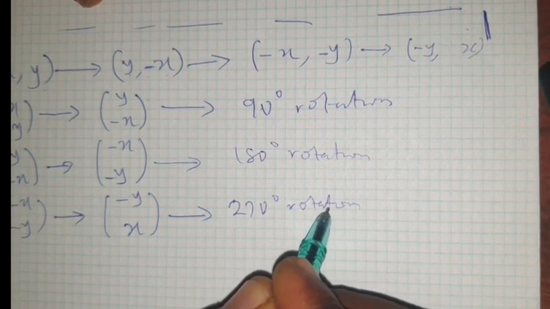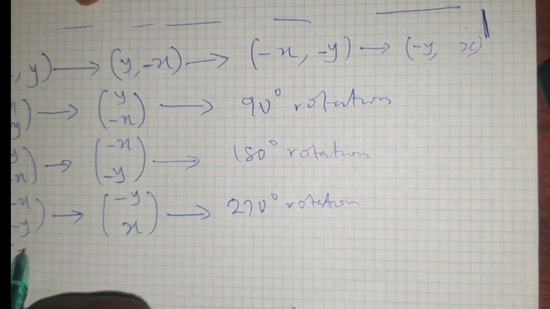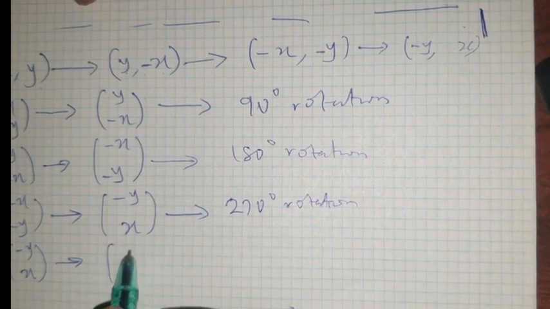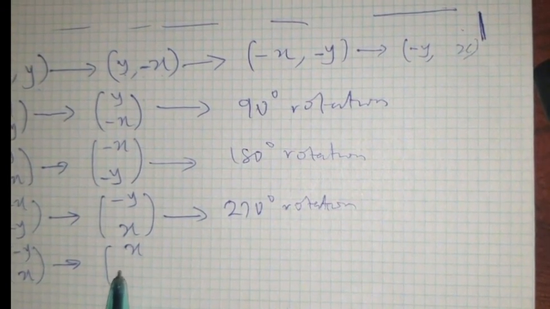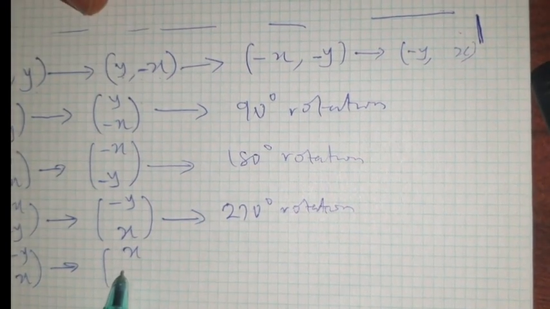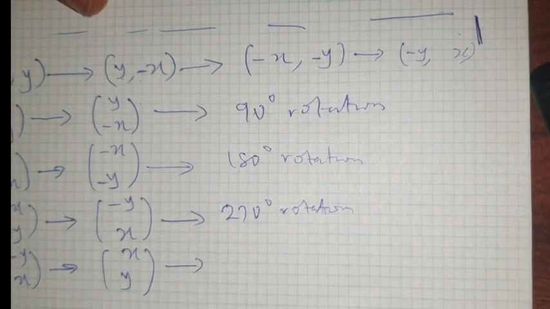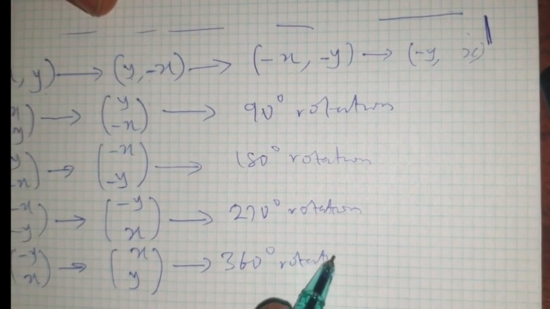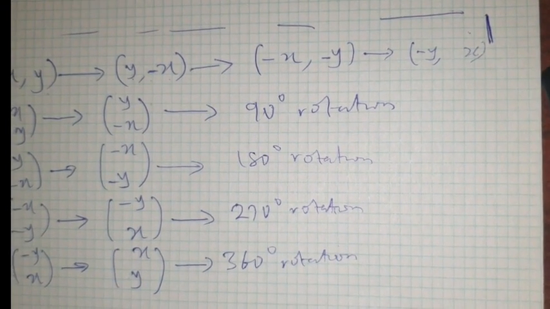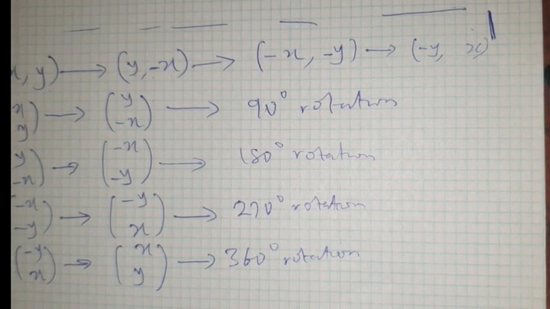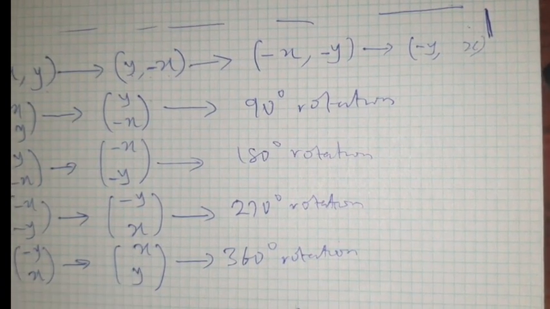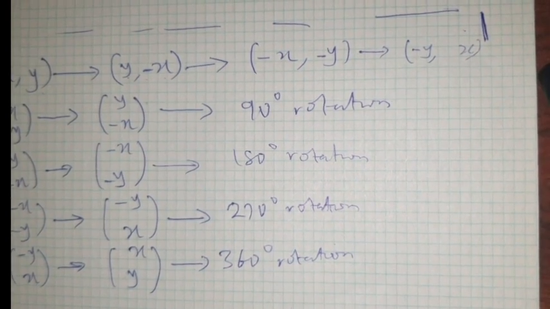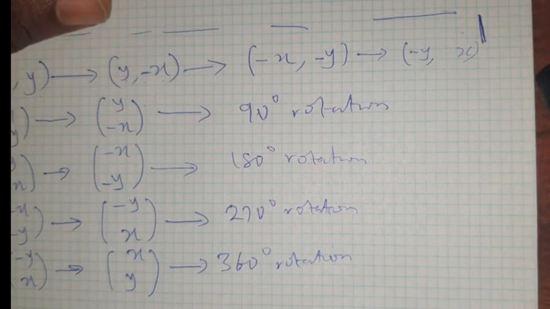Then the next one is minus y, x. If you rotate this about 360 degrees, it's going to be x, then minus y, but the new y value will change sign, so it's going to be y, that is x, y, which is 360 degrees rotation. If you check the real image and the 360 degree rotation, they have the same value, that is x, y and x, y, which means we move from x, y and go back to the original position, which is also x, y.